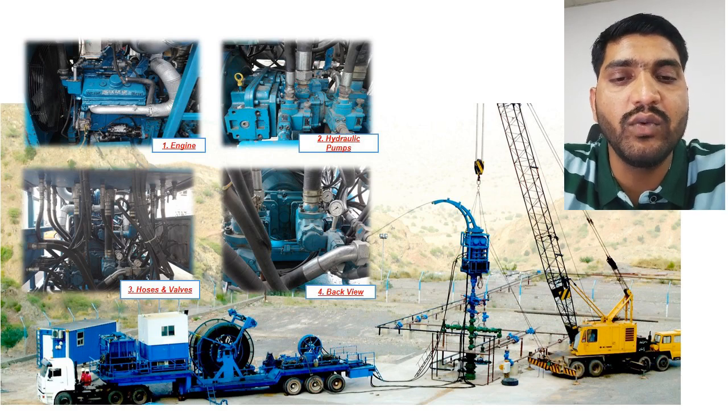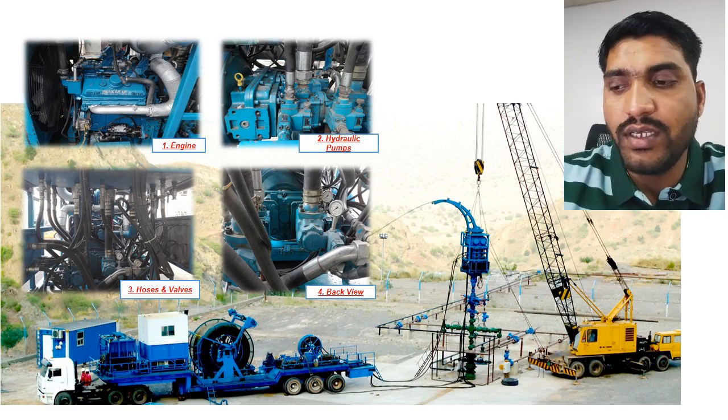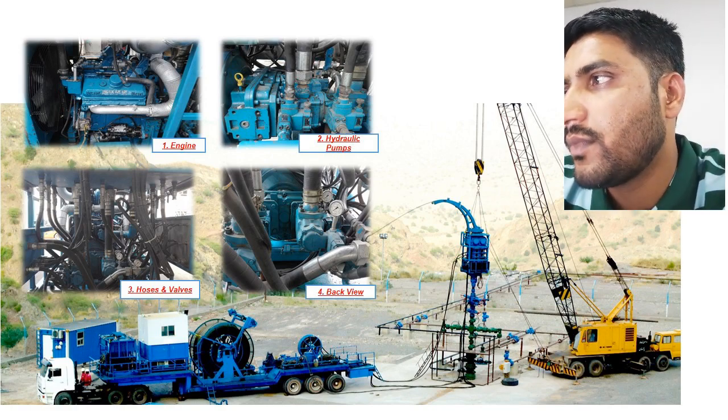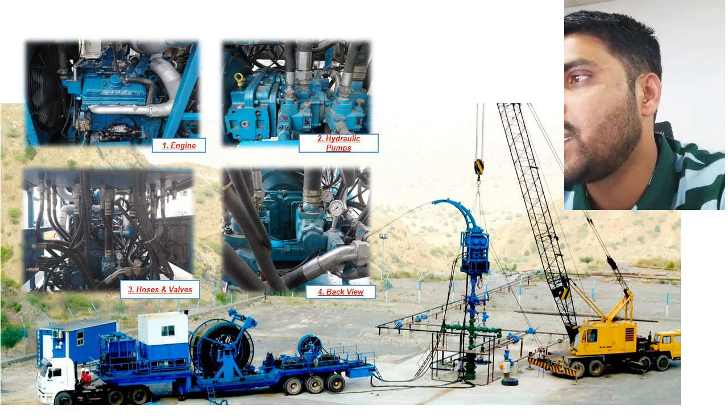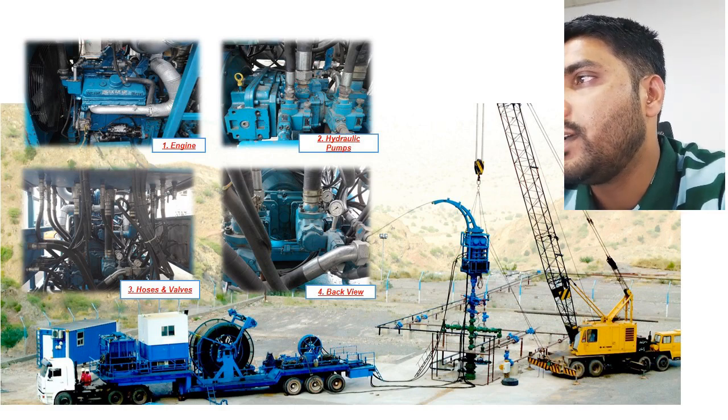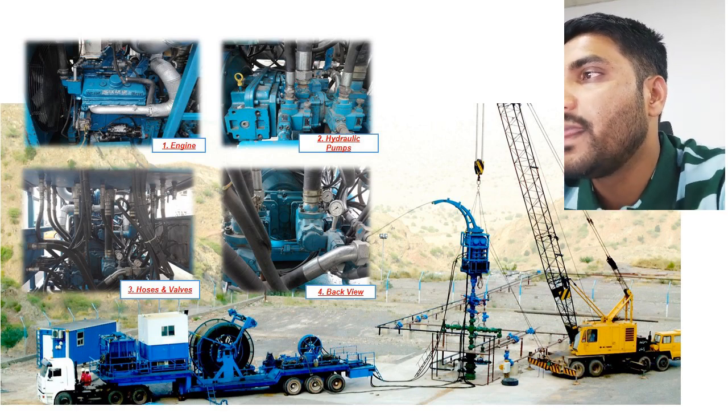To make our understanding clearer, let's try to understand the hydraulic system installed in a coiled tubing unit, and with that we'll build our understanding about hydraulic systems. Here in this picture, as you can see, on the top left corner we have the engine, then we have the hydraulic pumps, in picture number 3 we have hoses and valves, and picture number 4 is the same picture showing the hydraulic pumps.